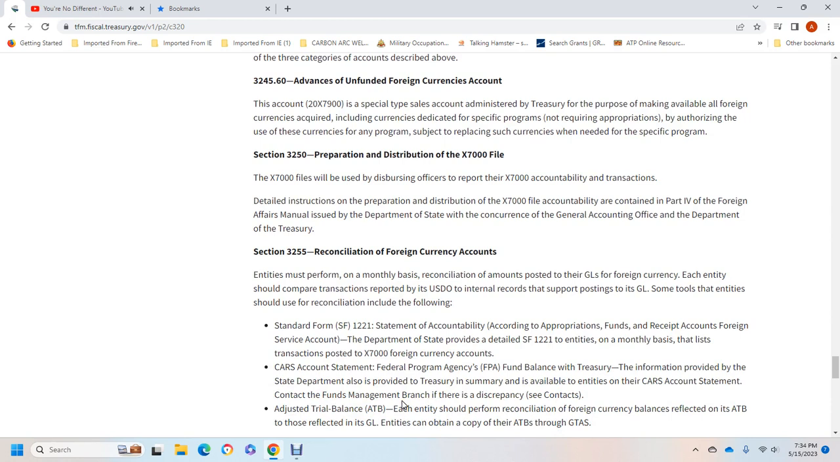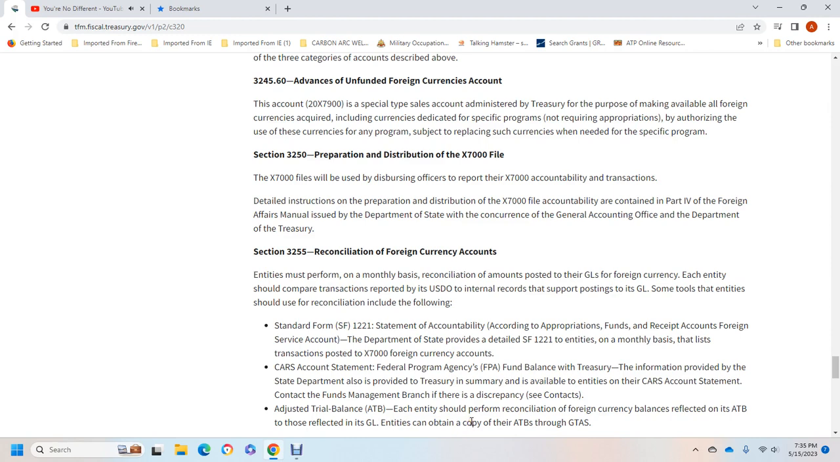Department of State provides the detailed standard form 1221 on a monthly basis, the list of the transactions posted on the X7000 foreign currency accounts. CARS account statement of the official federal program agency for the fund balance of the Treasury. The information provided with the state, the Department to provide with the Treasury summary of the available CARS account statement. Contact the fundamental management branch for the discrepancy. Adjusted trial balance of the entity shall be performed in reconciliation. Foreign currency balance is reflective of the adjusted trial balance, those reflective of the general ledger.